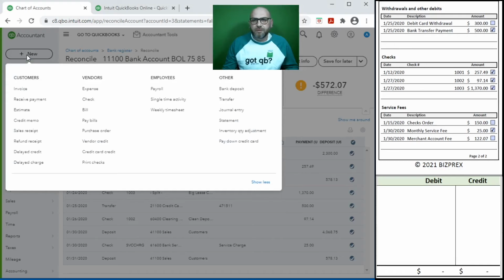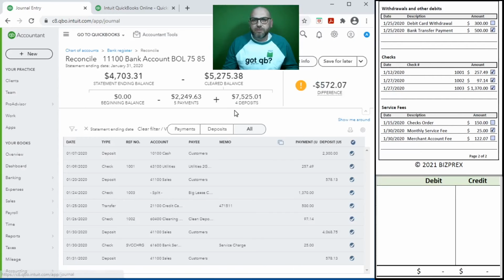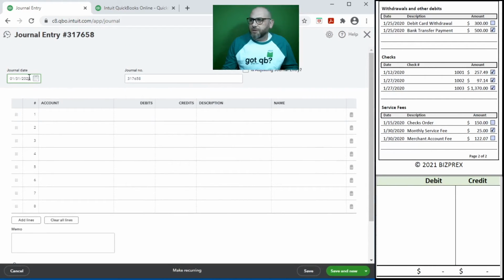We can do a journal entry, or we can do an expense, even though it's not an expense in this case. So let's go ahead and do a journal entry, just to remind ourselves how cool it is to have access to this wonderful feature, especially while we're reconciling. So that's the cool part.